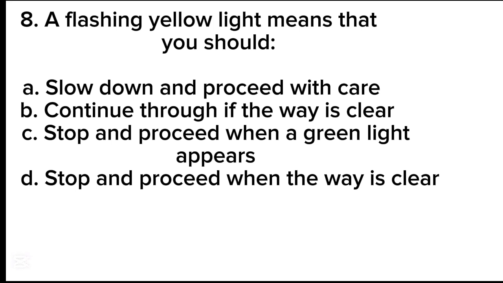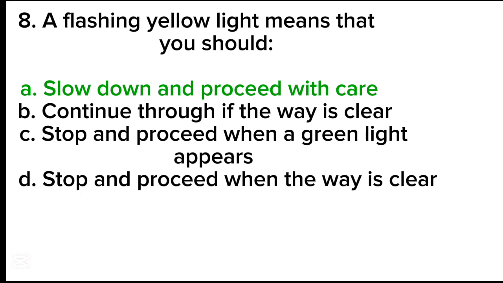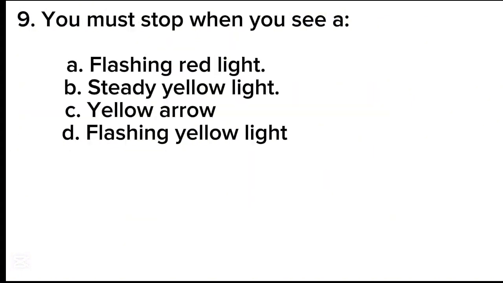Is it A. Slow down and proceed with care, or is it B. Continue through if the way is clear? Is it C. Stop and proceed when a green light appears, or is it D. Stop and proceed when the way is clear? What is the best answer? Let's write. The correct answer is A. Slow down and proceed with care. A flashing yellow light means that you should slow down and proceed with care.